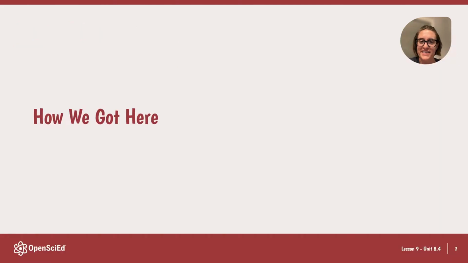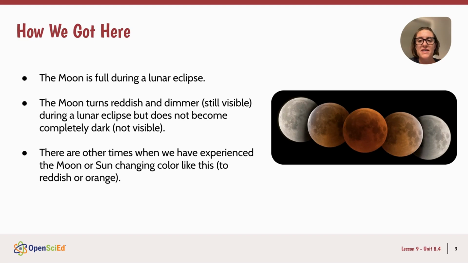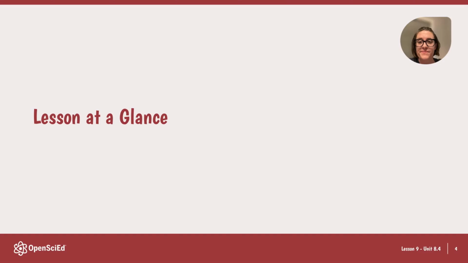So, how did we get to this lesson? Previously, we saw that during a lunar eclipse, the moon gets dimmer and redder. And we were wondering what might be causing that change. And we thought, hey, there are other times that we've seen the sun or the moon change in brightness and color. So we wanted to investigate that further.